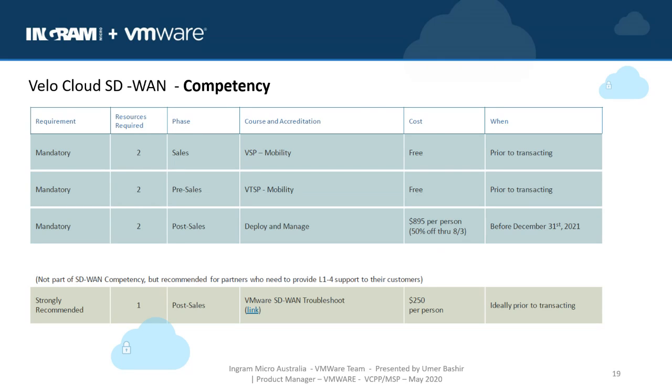For the Velocloud competency level, you would need to have these competencies: VSP mobility, VTSP mobility, deploy and manage. There's a fee to it, which is $8.95, the Partner Connect fee. Now, there's one strongly recommended course or accreditation, which is VMware SD-WAN Troubleshoot. Highly recommend doing that. The more you're technically equipped with this knowledge base, the more it helps you answer questions from your users and better understand the process itself. Next slide, please.